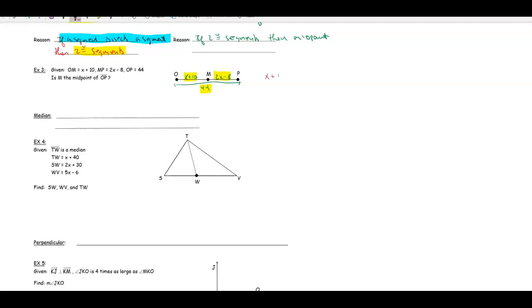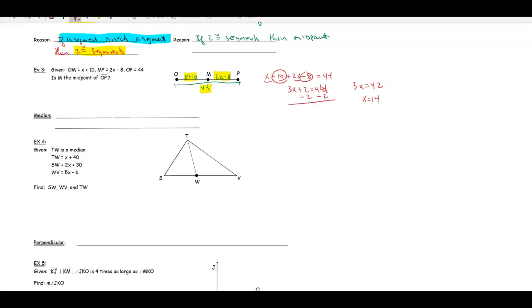So I'm going to use that statement, x plus 10 plus 2x minus 8 equals 44. Now, when I combine like terms, 3x plus 2 equals 44. Now I'm going to subtract 2. 3x equals 42. And when I divide by 3, you get x equals 14.